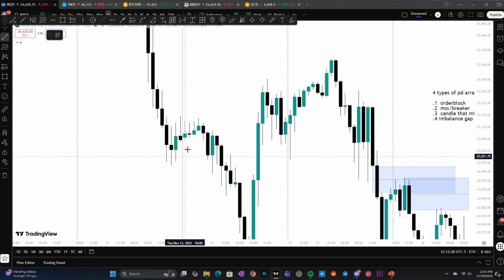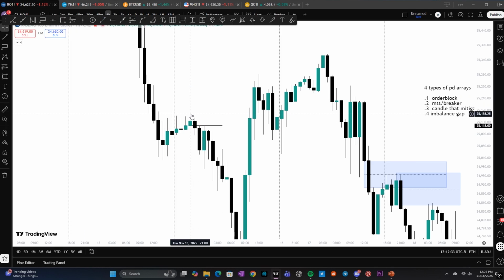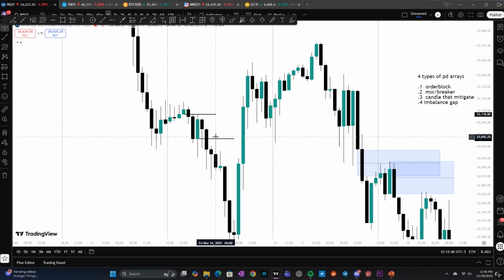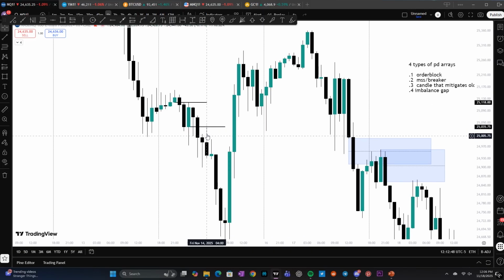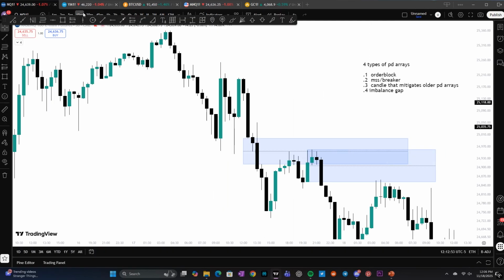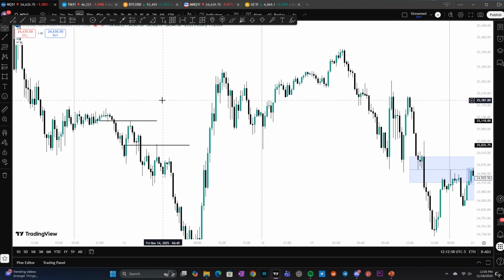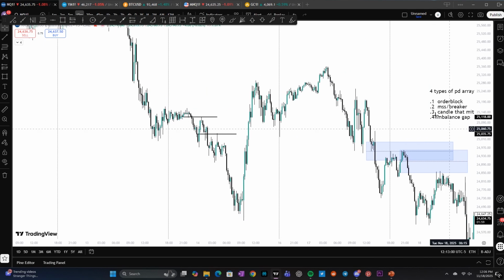As you can see, this is an order block right there, which gets mitigated. The candle that mitigates the order block is this candle again. It acts as support again. You can see it happen multiple times. Even on low time frames it is very clear.